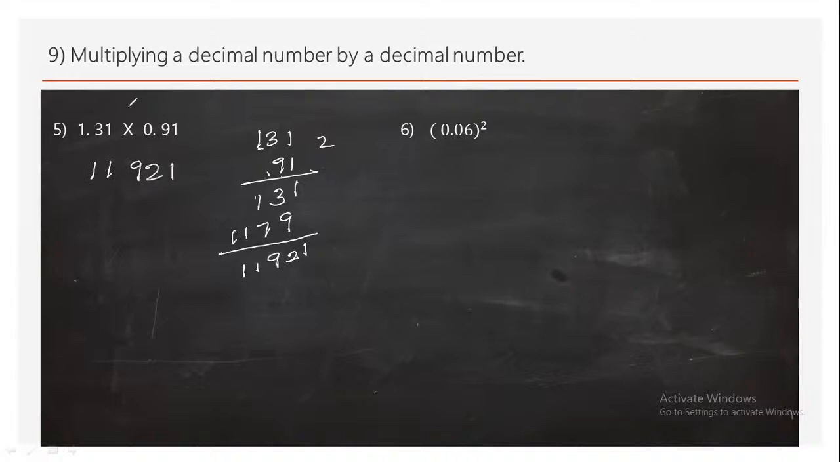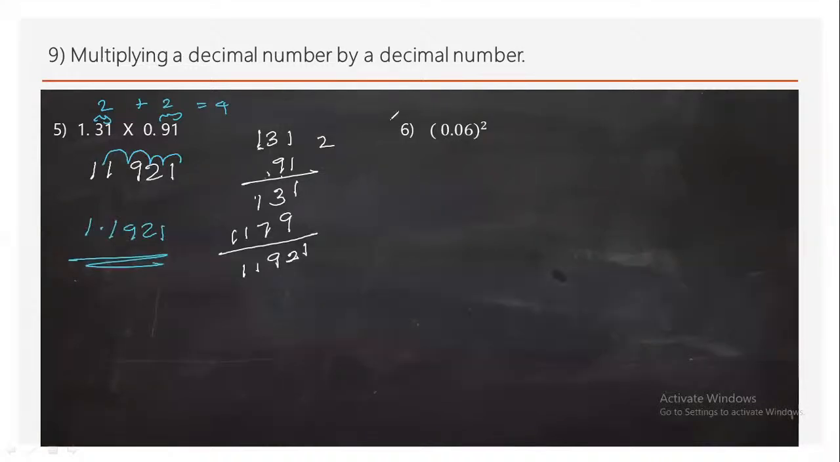Here containing 2 decimals, here 2. Altogether, how many decimal places? 4 decimals. Now start to separate 1, 2, 3, 4 decimals. Then the answer is 1.1921.